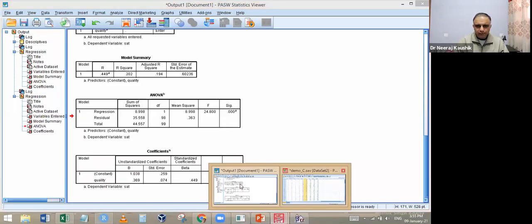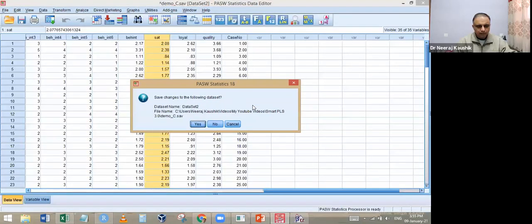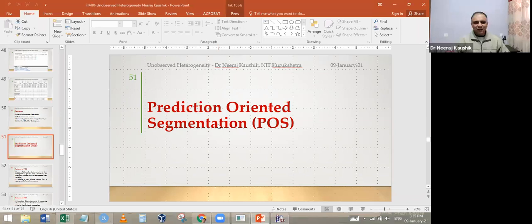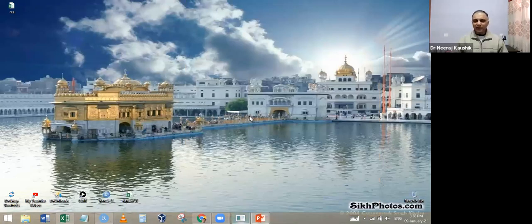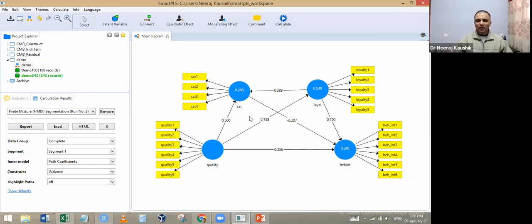So let me close this SPSS. How many softwares did I talk about? I talked about SmartPLS, G Power, SPSS, and now I will show you RStudio also. I request all of you, don't get attached to any software. Like you're not attached to one way of eating. Sometimes you eat South Indian, other times North Indian, other times something else, Gujarati, and we feel happy with that.